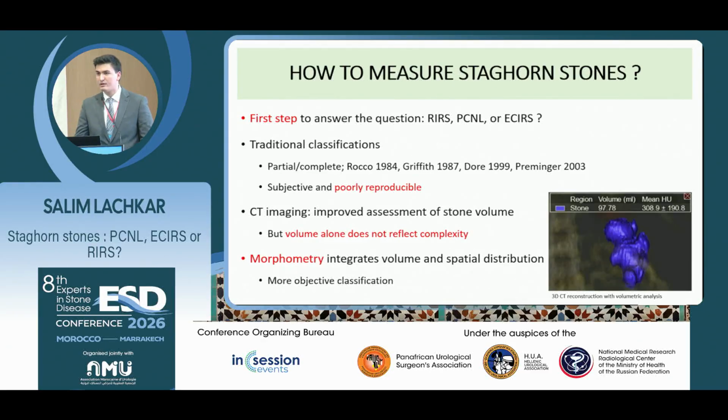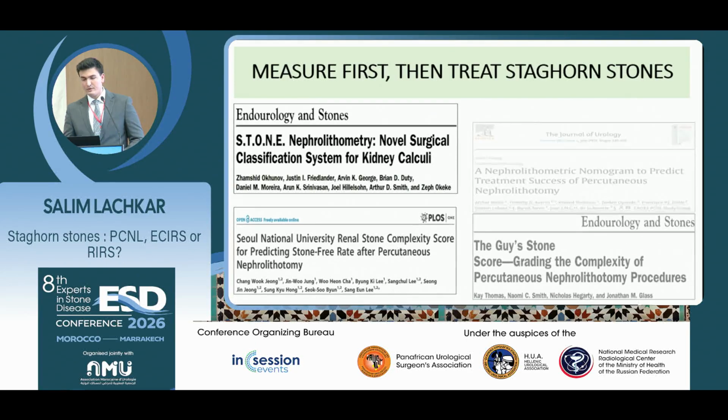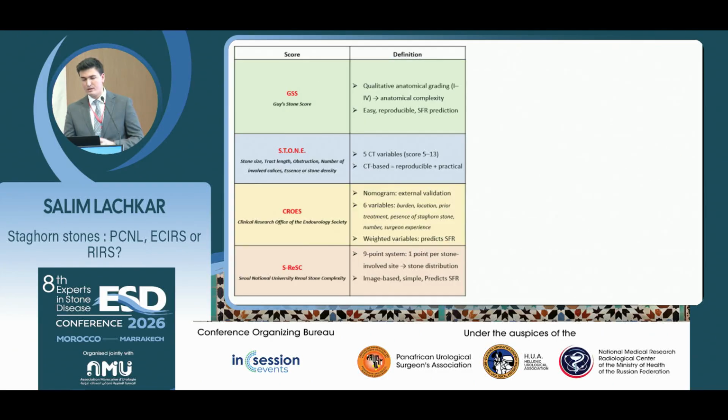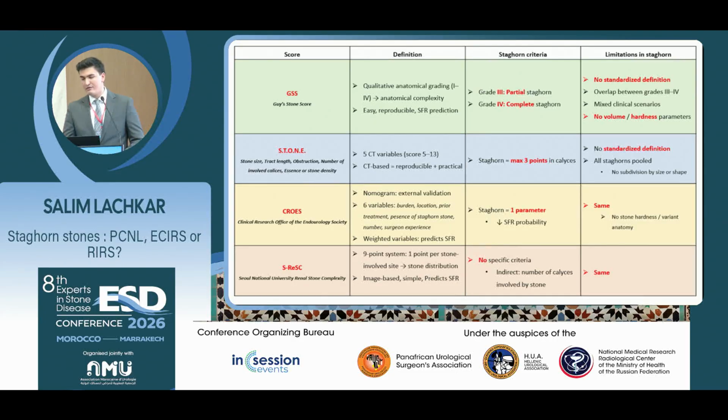This is why we have morphometric scores that will integrate, yes, the volume, but also the spatial distribution. There are many morphometric scores that have been published and have external validation, and they are today very commonly used. We have, for example, the Guy's stone score, the STONE score with an acronym of different parameters. We have the system published by the Urological Society, the Korean score. So if they are very useful for daily practice, they have very important limitations in staghorn calculi.